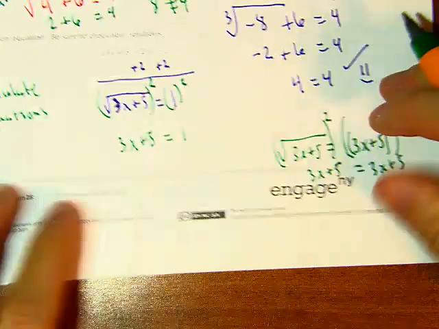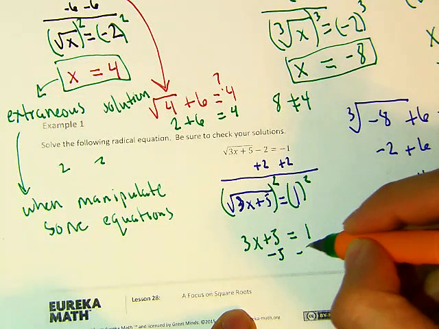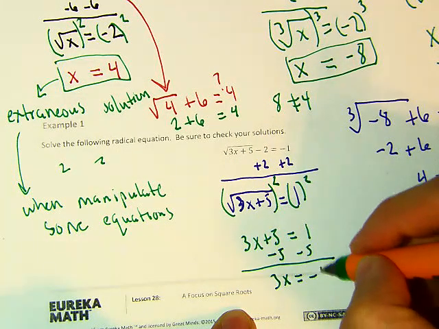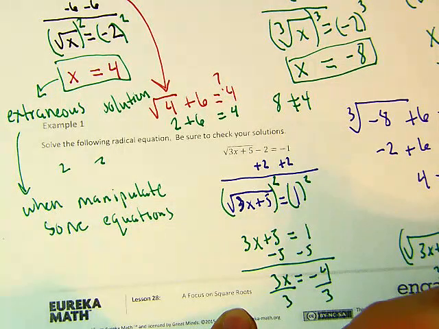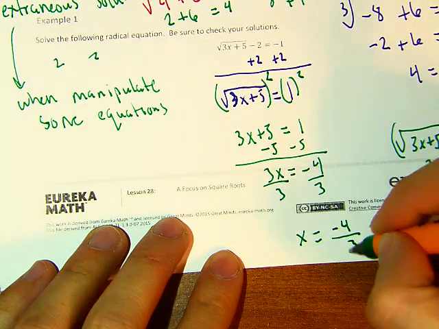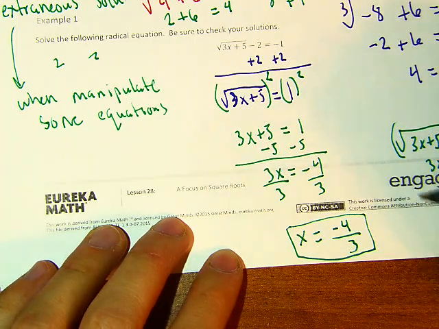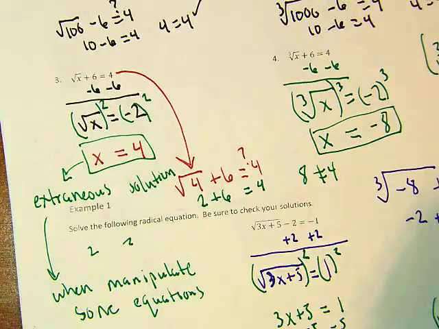Okay, so then you have 3x plus 5 is equal to 1. You minus 5, and then 3x is equal to minus 4. And then you divide by 3, and x is equal to minus 4 over 3. Okay, and if you're thinking, oh man, I don't like my answer, well, sometimes you get fractions. So what I'd like you to do is, if you want, check it just to make sure.